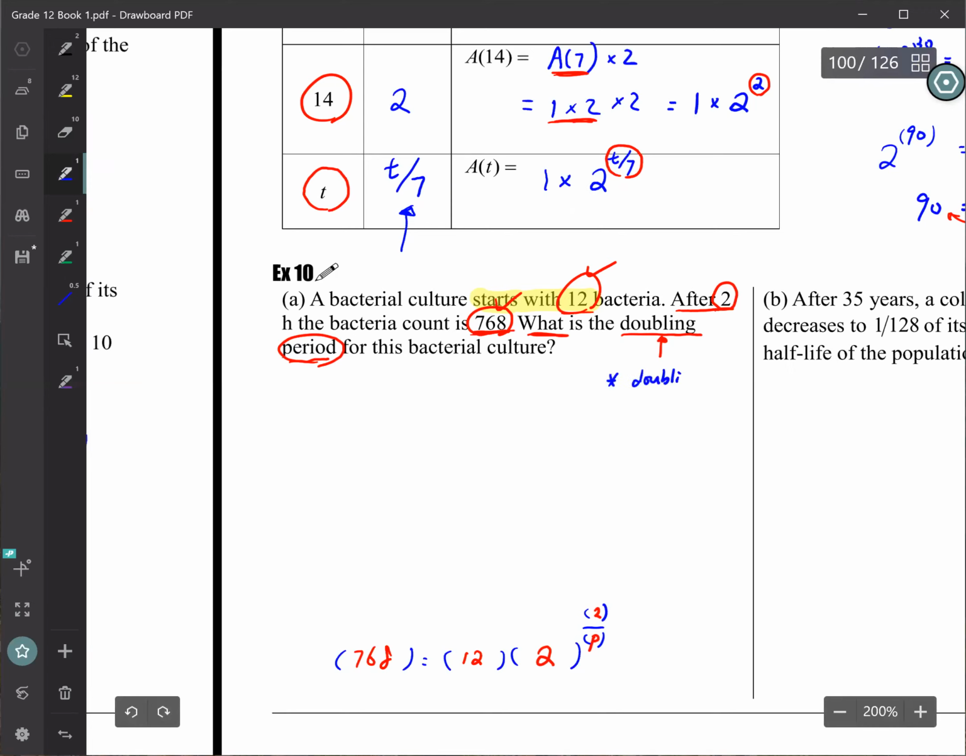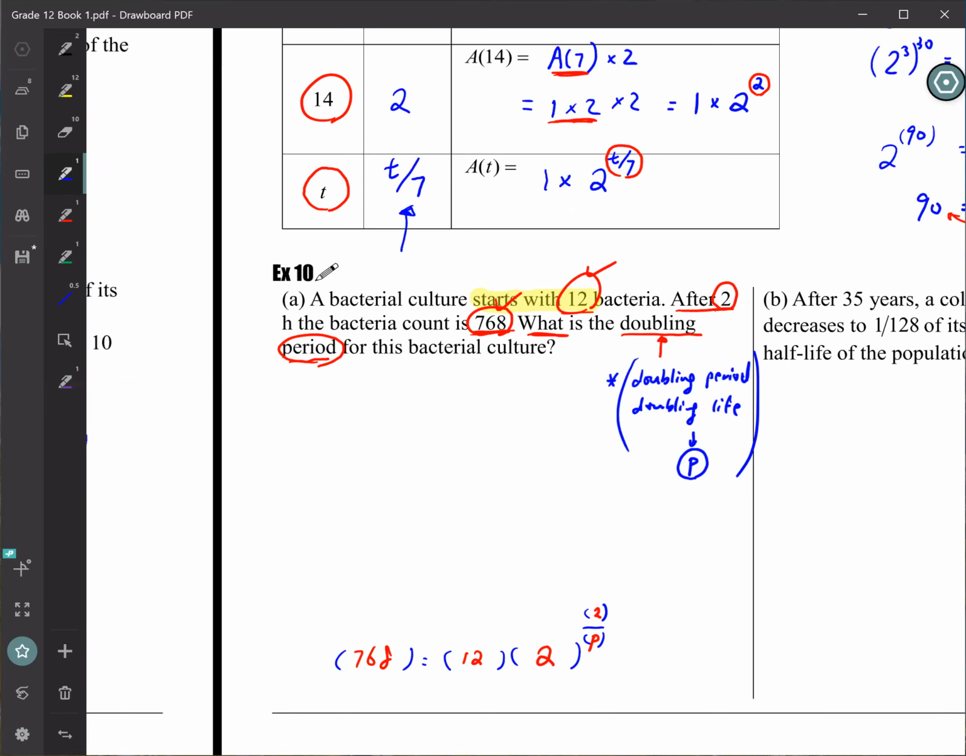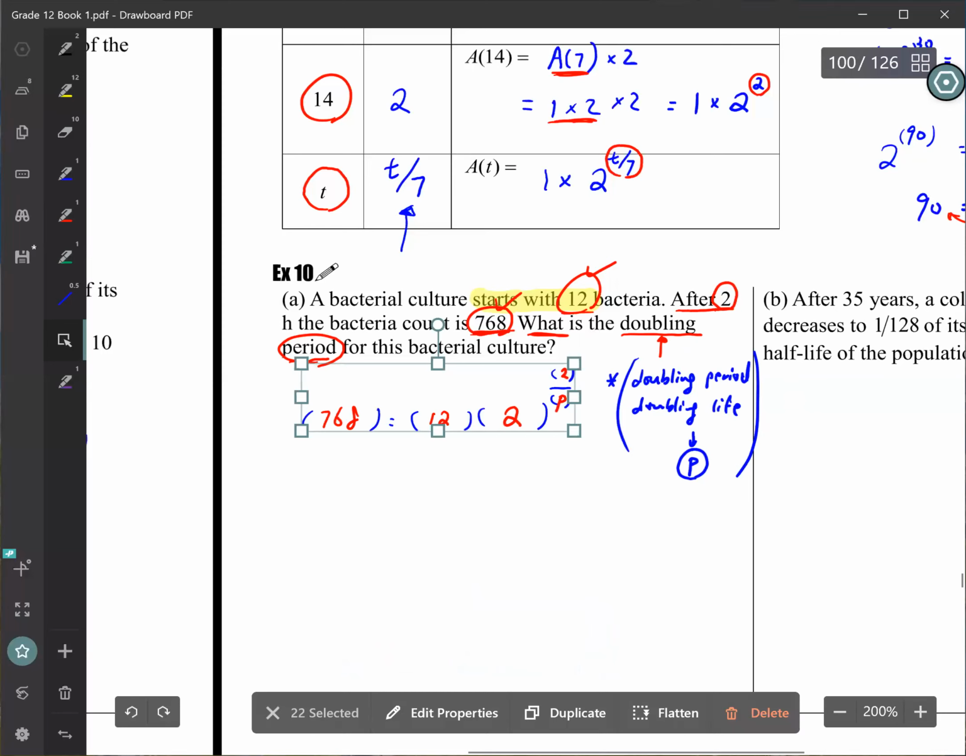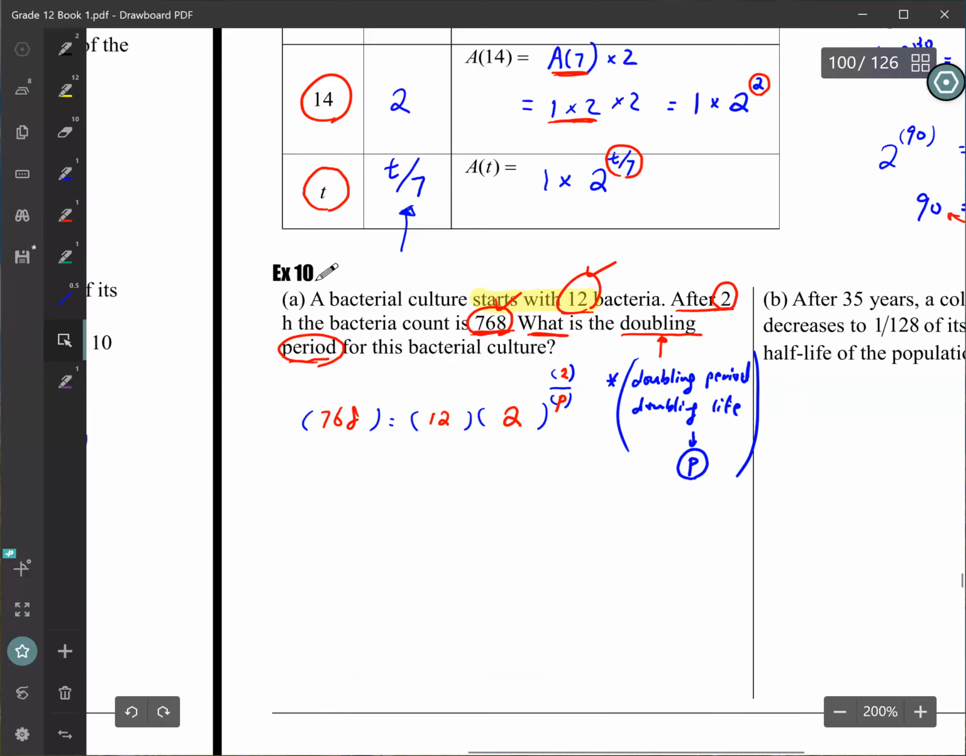Doubling period, doubling life, okay? It's the same as the P. So this is the P. All right, so now we've got the formula set up. Please solve for P now, okay? I'll let you do this by yourself now. And when you get an answer, please raise your hand, okay? Or if you get stuck, also raise your hand.